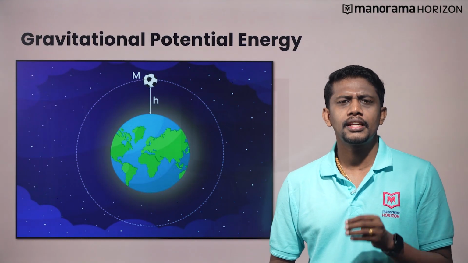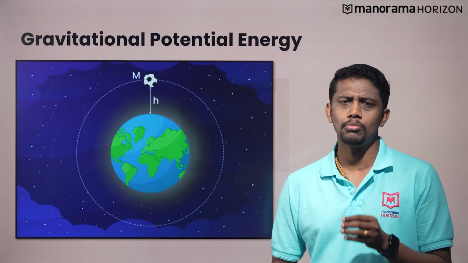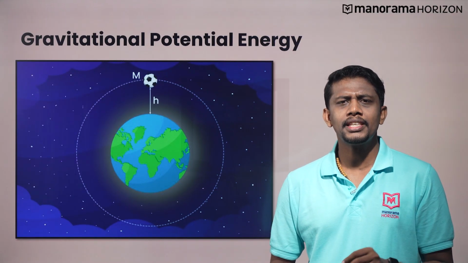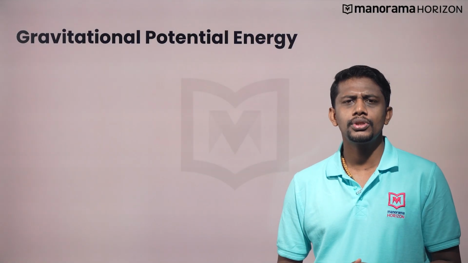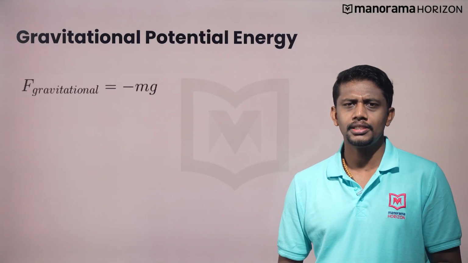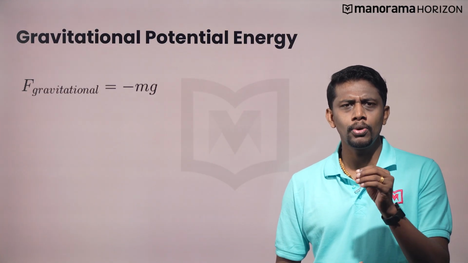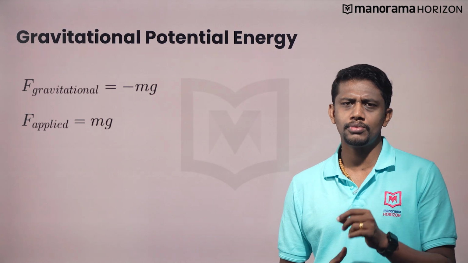Let us consider gravitational potential energy to understand the idea of potential energy in more detail. We have a ball of mass m placed at a height h above the Earth. The gravitational force on the ball by Earth is minus mg. This means that the Earth pulls the ball to its center with a force equal to the magnitude of mg.